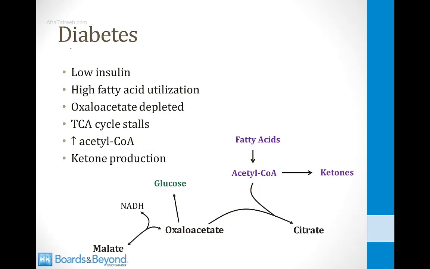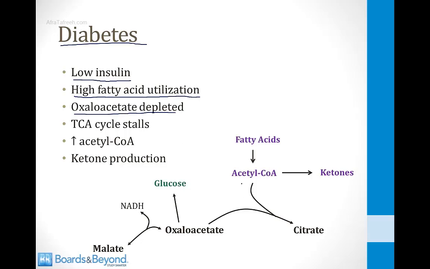Now, fasting and starvation aren't the only situations where you can see high levels of ketones in the plasma. A very important clinical condition where there can be high levels of ketone body synthesis is diabetes. Diabetics have low insulin levels. This means they will have a high utilization of fatty acids. In addition, diabetics can deplete oxaloacetate from the TCA cycle and thus stall the TCA cycle. Let's look at that in a little more detail.